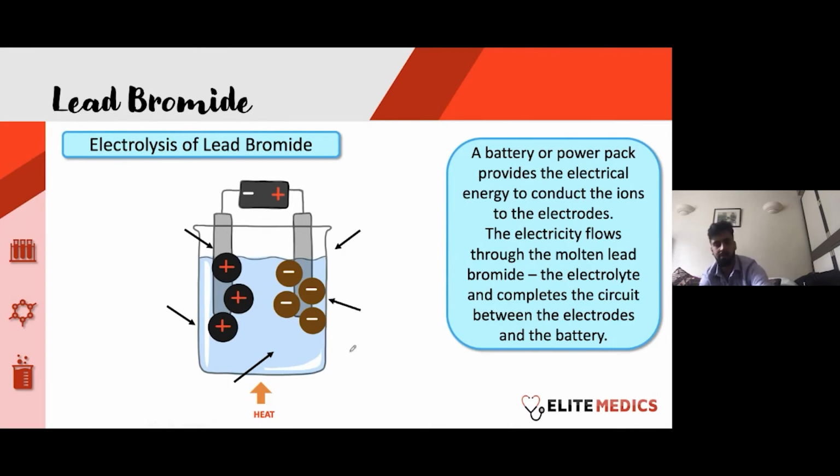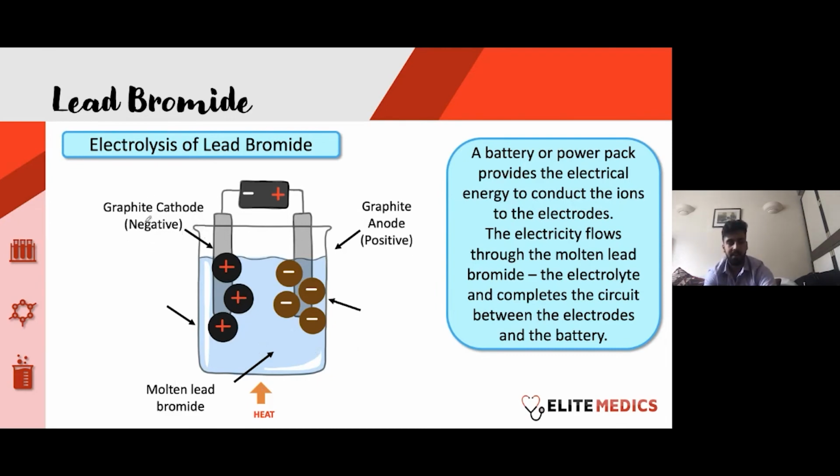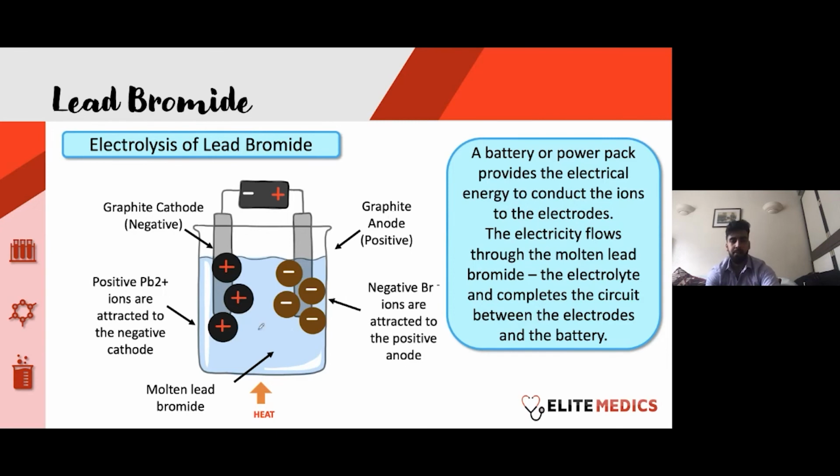Okay, cool. So let's have a look at what's going on. So we have our molten lead bromide. Then we have our negative electrode, the cathode, and our positive electrode, the anode. What ions do we have present? We have positive Pb2+ ions. Now remember, this is one of those you just need to remember. If you look in the periodic table, you'll find lead, but it won't be in group 1 or 2 or 3 or 4 or 5. It's in the transition element group.